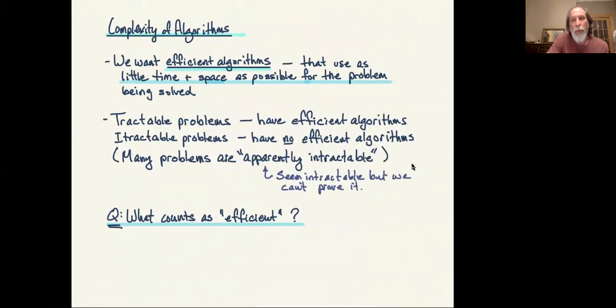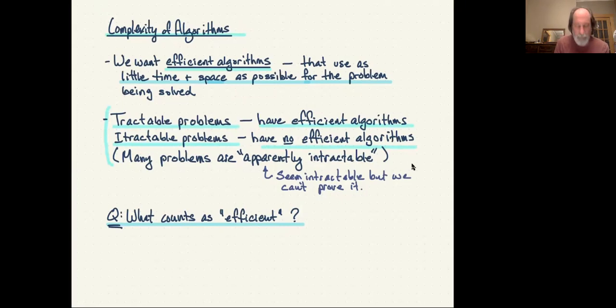And that's what we're focusing on a lot when we study complexity of algorithms. We want efficient algorithms. We want the algorithms that use as little time and space as possible. But of course, not all problems are equally difficult. So as little time and space as possible for the problem being solved by the algorithm. So this brings us to this idea about some problems being harder than others. Tractable problems are what we call problems that have efficient algorithms. By intractable problems, we mean problems for which there are no efficient algorithms. And this distinction is interesting and useful.